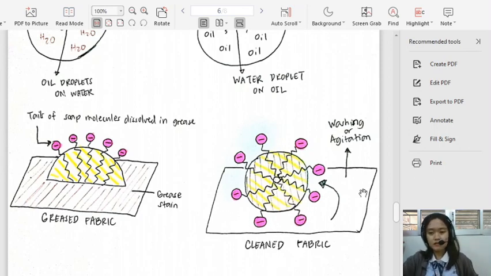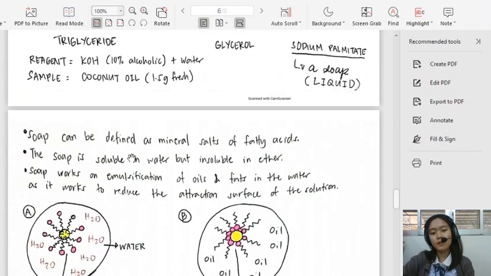So, after hand washing, or after you scrubbed it, or after you put it in the... Okay, so that's it. The fabric is now clean because the soap has carried away the grease and dirt found on the fabric. So, that is the action of your soap.